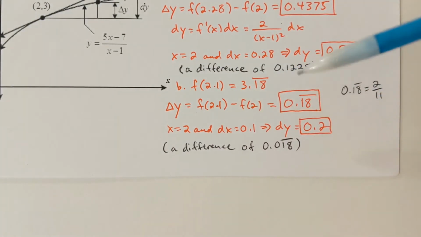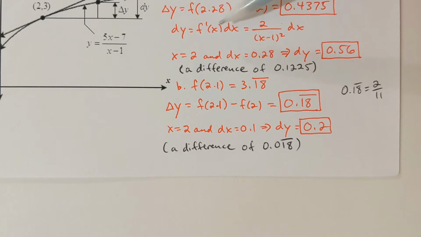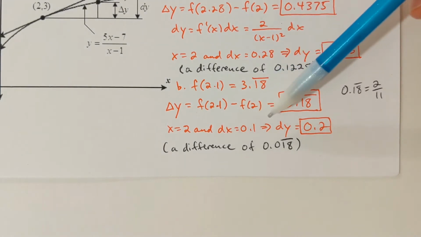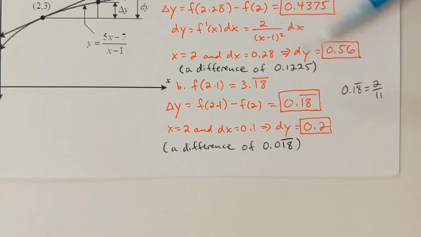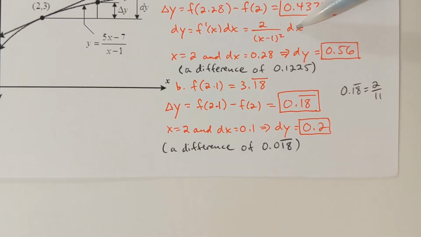How about dy? Well, dy is where we take f prime of x dx, and we've already found that formula here. x is 2, and dx is 0.1. So I'm going to have 2 divided by 1 is 2, times 0.1. 2 times 0.1 is 0.2.